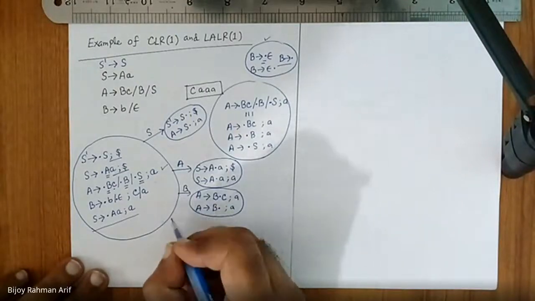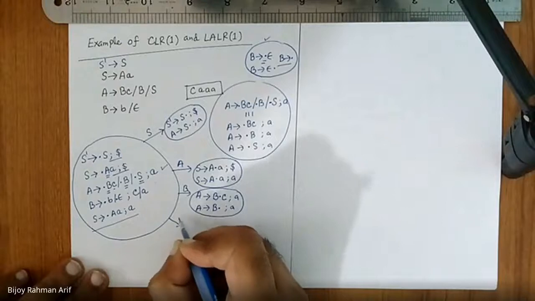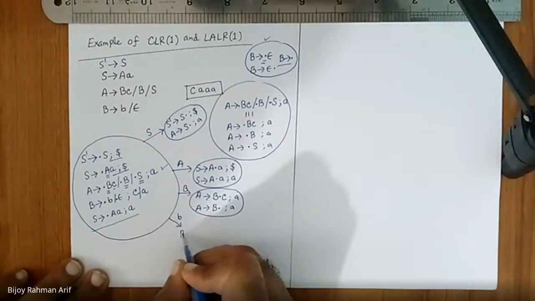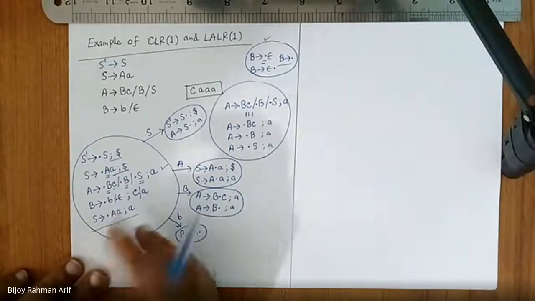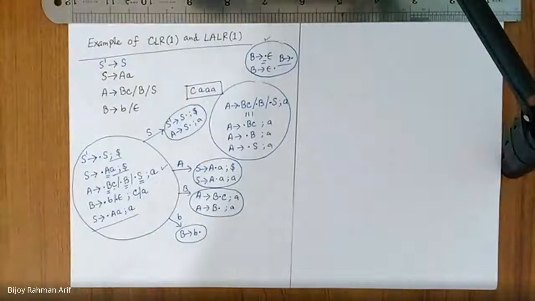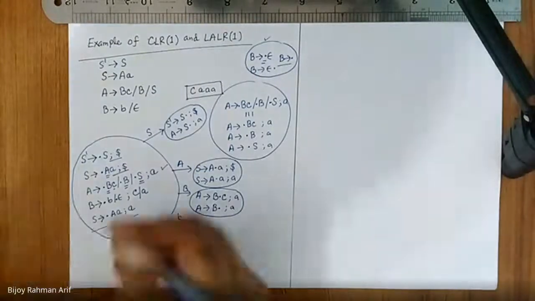Small b. So B derives b dot. We are done. We don't need to move on epsilon because it has already become a final product. So you can also cross out this epsilon.